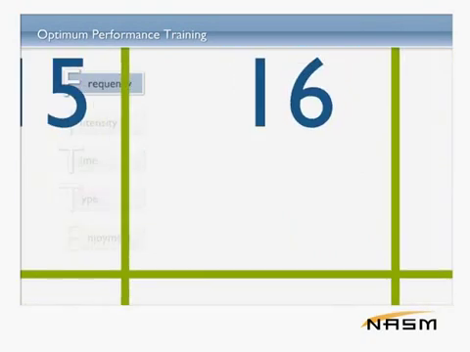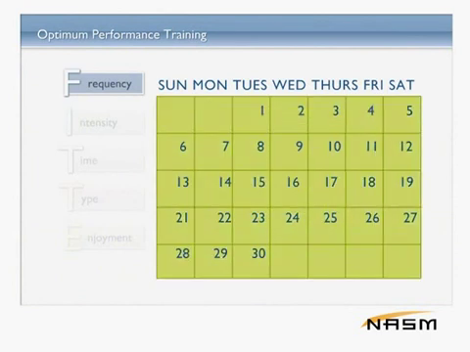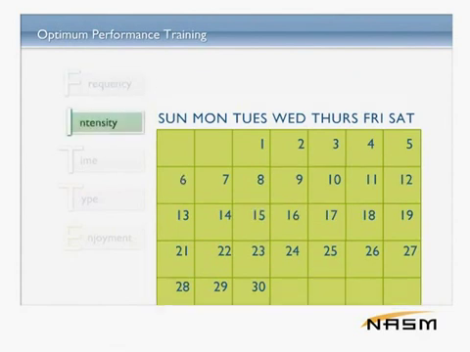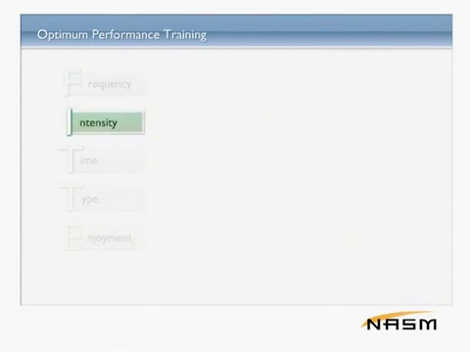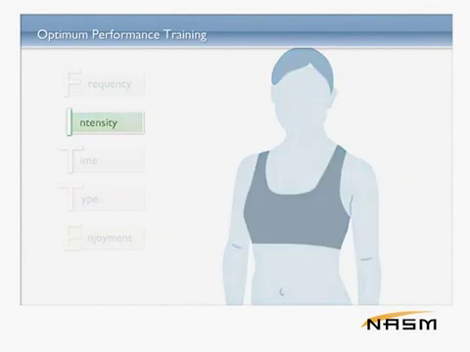Frequency refers to the number of training sessions or activity sessions for a given time frame. The time frame usually consists of a week, but depending on the client and his or her goals, it may be one workout a day, a month, or a year. Intensity refers to the level of demand the activity places on the body. This is usually measured by heart rate and/or maximal oxygen consumption.